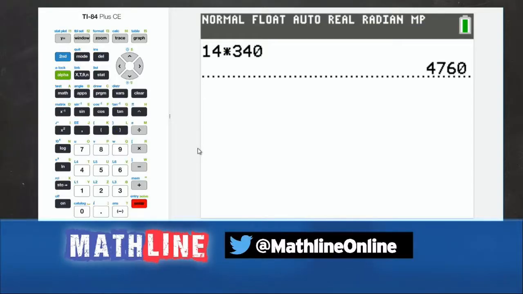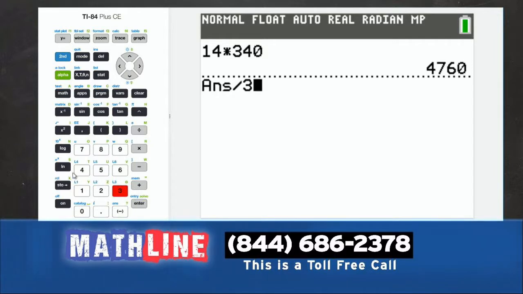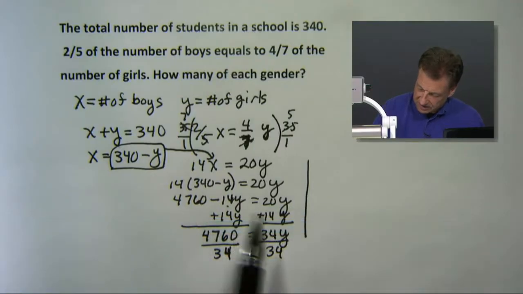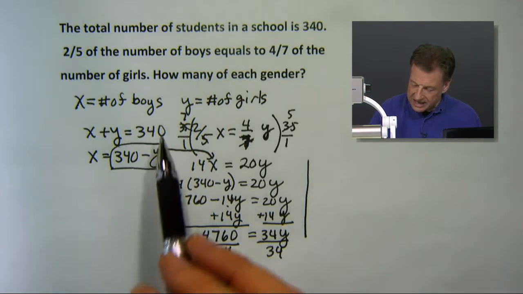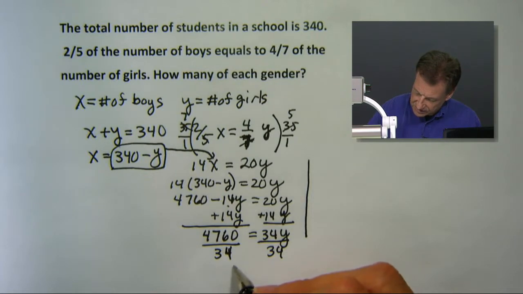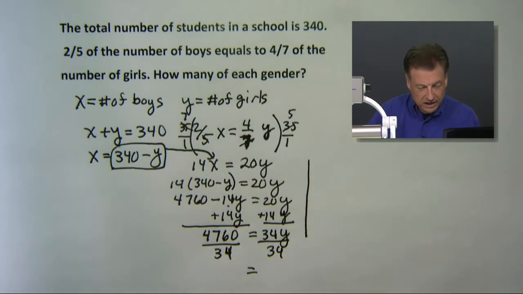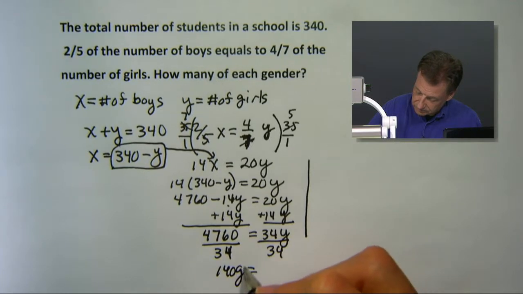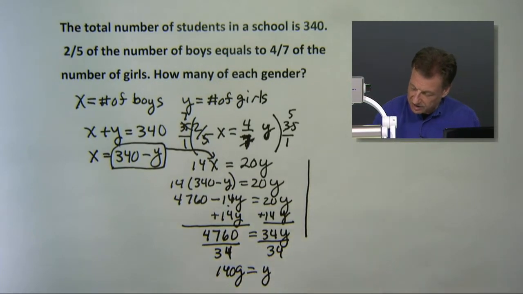Oh, we've already got 4,760. Let's just make this go quickly. And we got divided by 34. I'm getting 140. I'm glad it came out even. Now, remember, what does that mean? That means what? Well, let's go back and see what it means. That is y. That is your what? Number of girls. All right? So in this case, it looks like we have 140 girls. That's your y. All right?